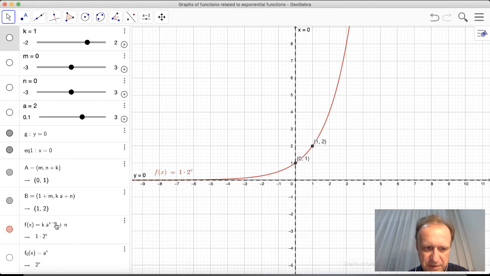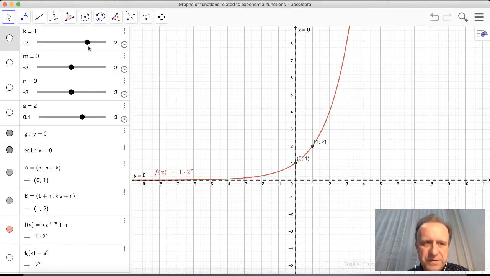So if m is 0 and n is 0, what you get is the function f of x equals k times a to the power of x. You can see a is 2. So the red function in the picture is f of x equals 1 times 2 to the power of x, the function with coefficient k equal to 1. You do not have to write multiplication by 1 explicitly, so this function is the original function a to the power of x, where a is 2.